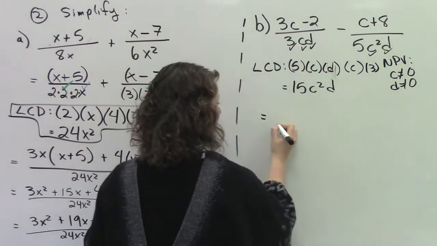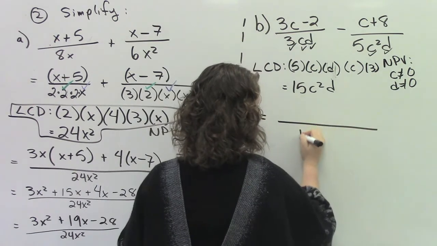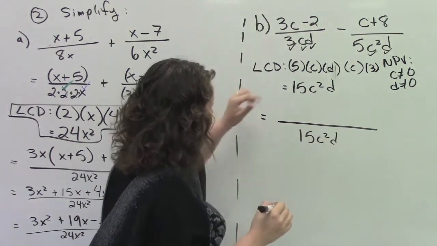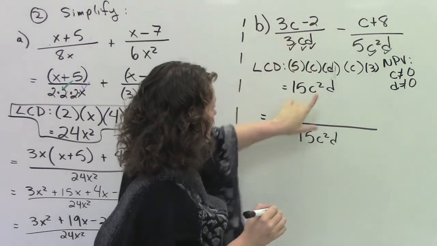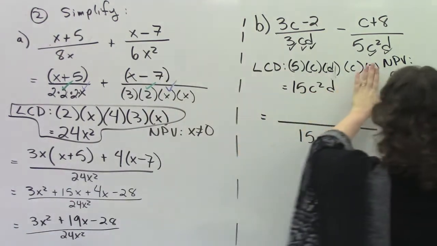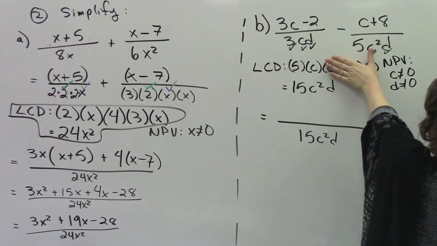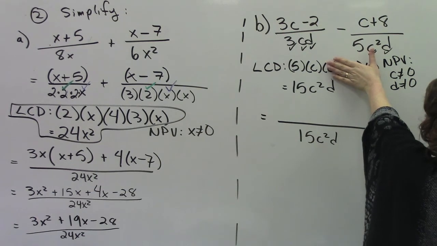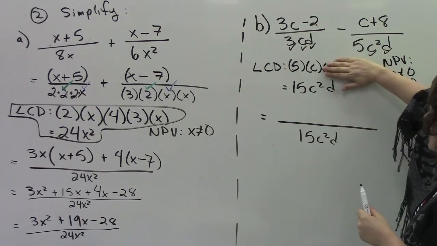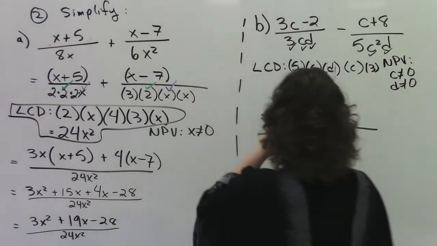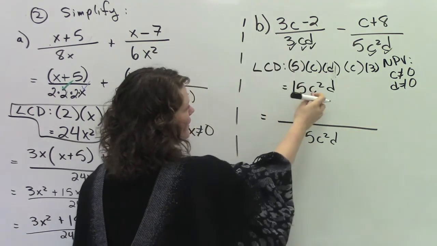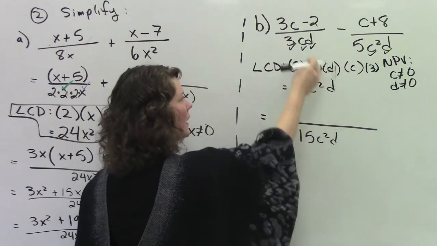So when I write this out again, I know my lowest common denominator is 15C squared D. What do I need to multiply 3CD by to get 15C squared D? One way that we can do this, folks, is just cover up the things that we have. I need to multiply by 5C, because this is 3C and D, 3CD. I could just multiply by 5C, that's one way of doing it. Or you can just look at it and say, I need to multiply by a C and by 5.